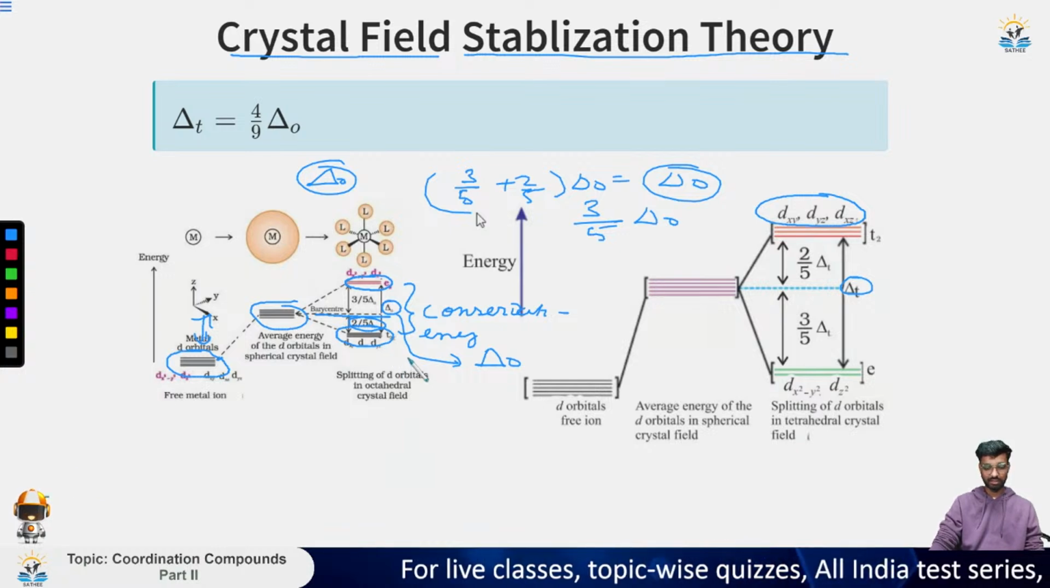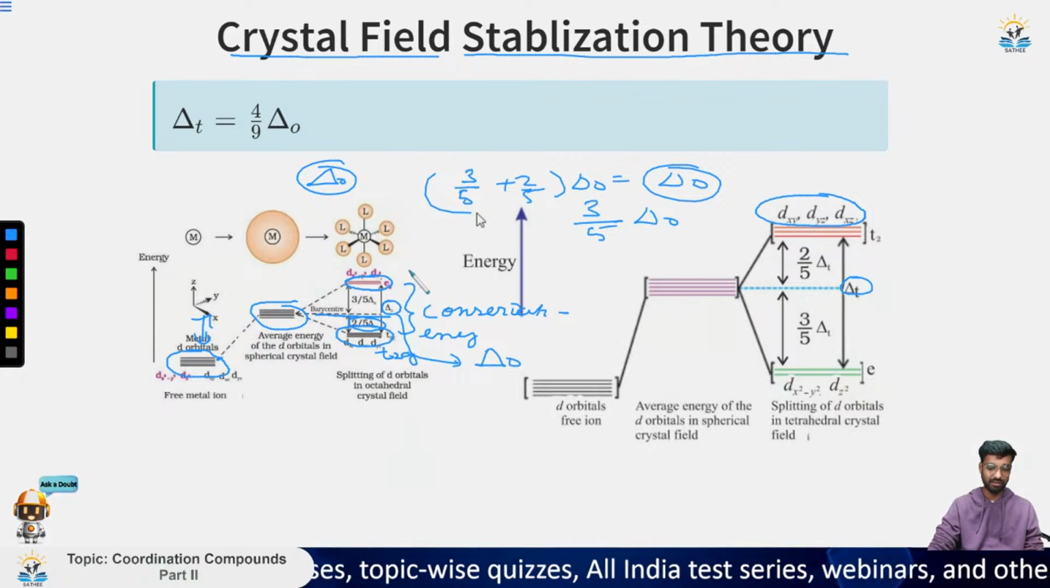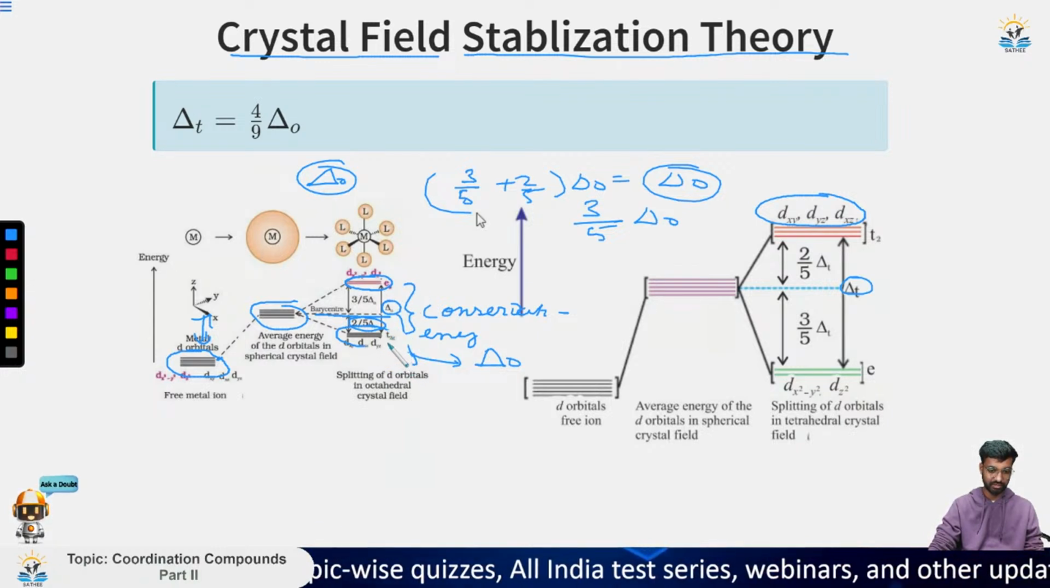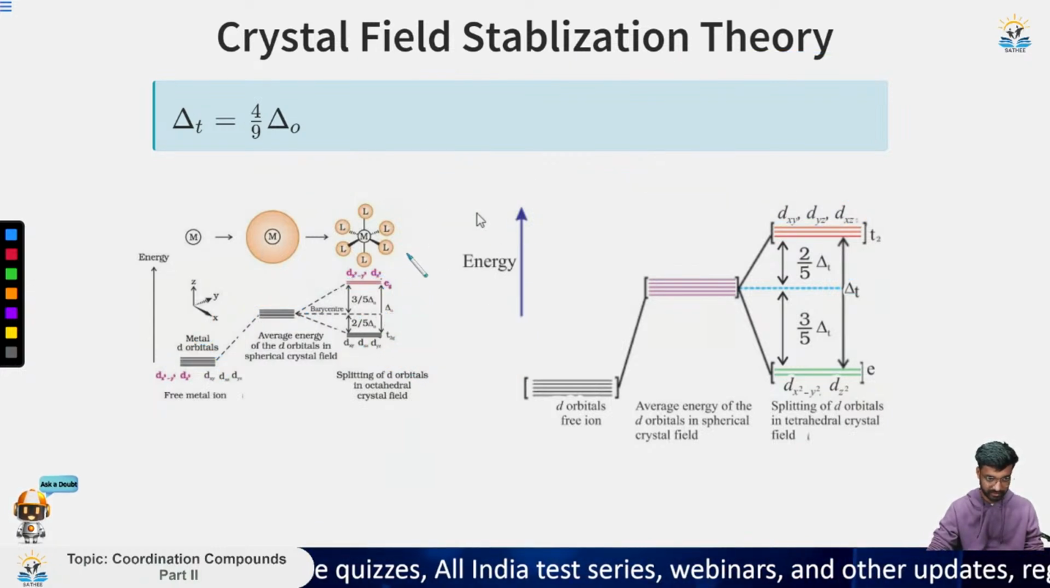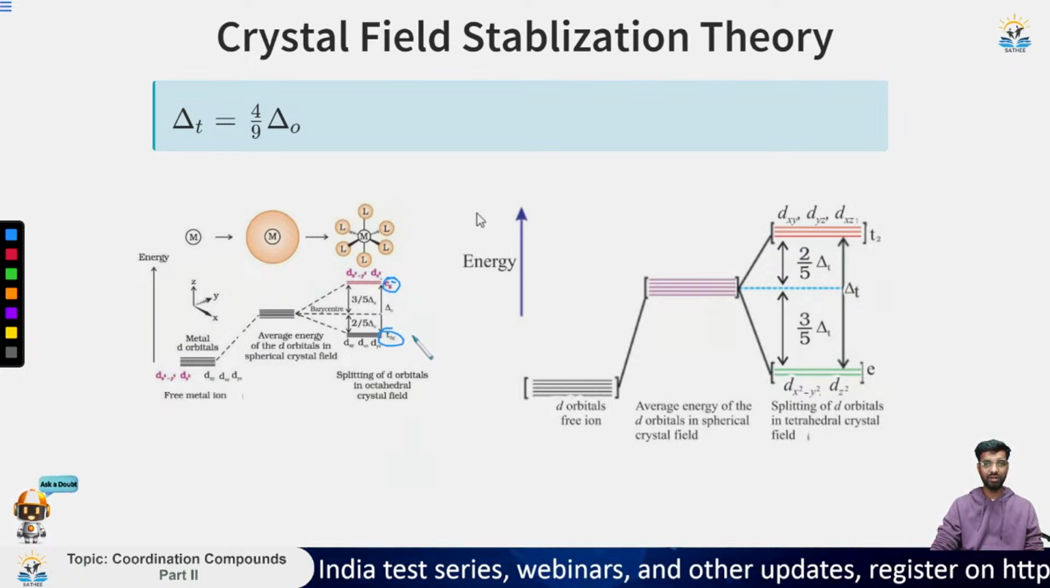Okay, now this is called T2G set of orbitals and EG set of orbitals. So it is written here also: it is EG and it is T2G. Now why is it called EG and T2G?